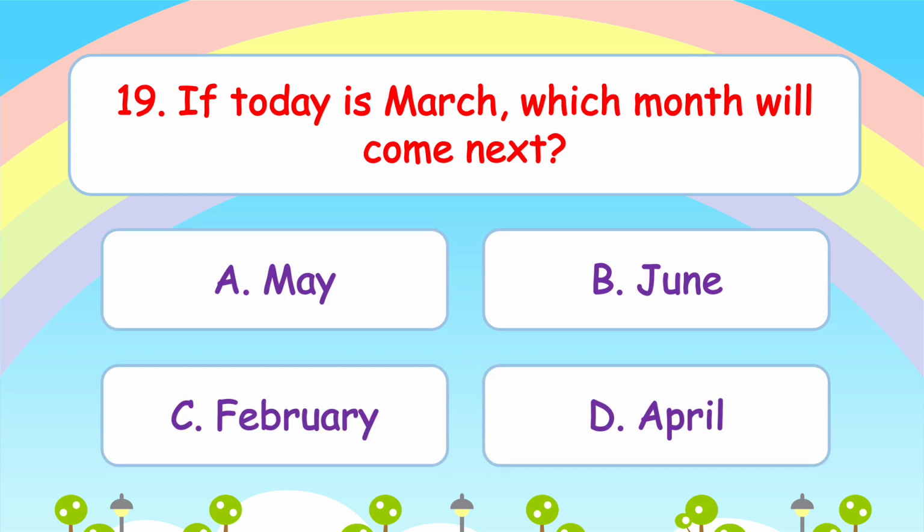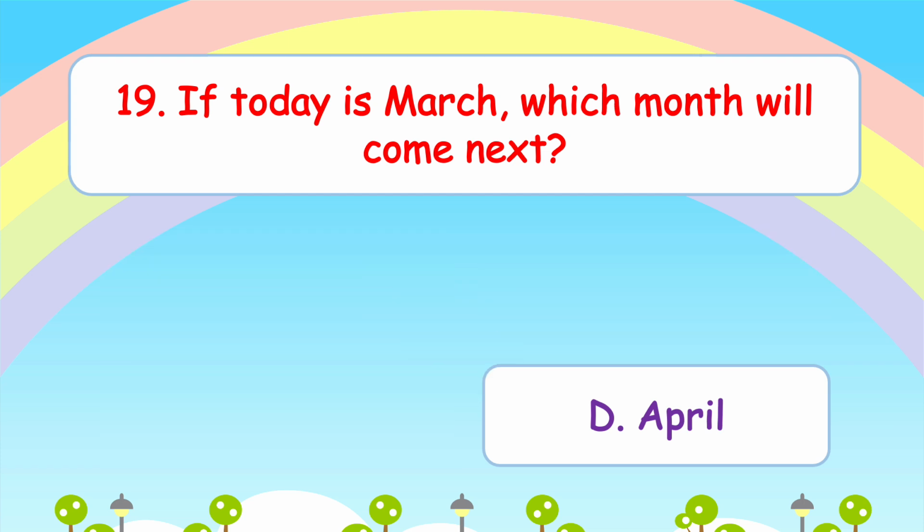If today is March, which month will come next? And your options are May, June, February, or April. And it's April. April will come after March.